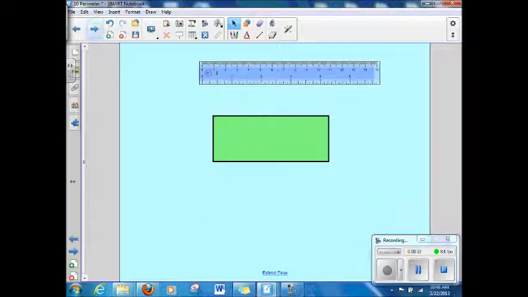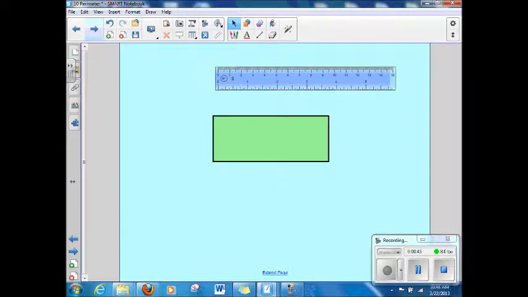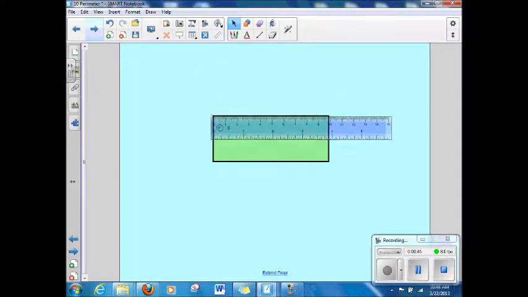To talk about perimeter, perimeter is the distance around the outside of a plane figure. Here is a plane figure. It's a rectangle, and here's our ruler. I'm going to line it up, and I'm using centimeters on this side, and I can see that it goes from 0 here to 10 over there. So this side is 10 centimeters.